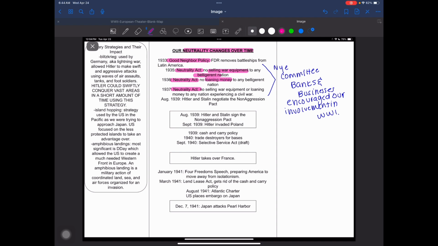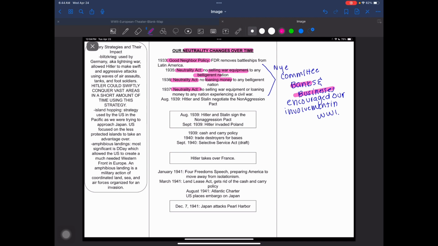So there we go. We're taking care of those banks and those businesses that were greedy in World War I and encouraging our involvement. Now they know that they can't make any money. So we're not going to be selling any war equipment. We're not going to be making any loans to any country that is at war. It's going to decrease our chances of our involvement.